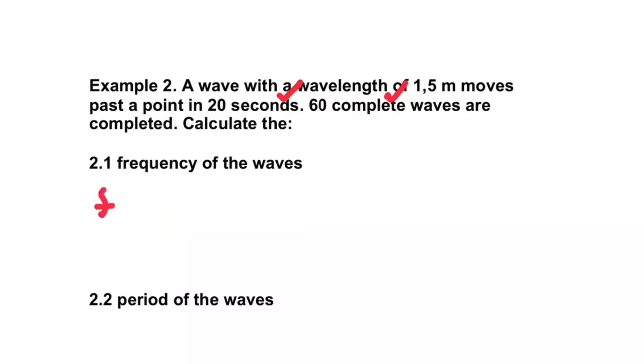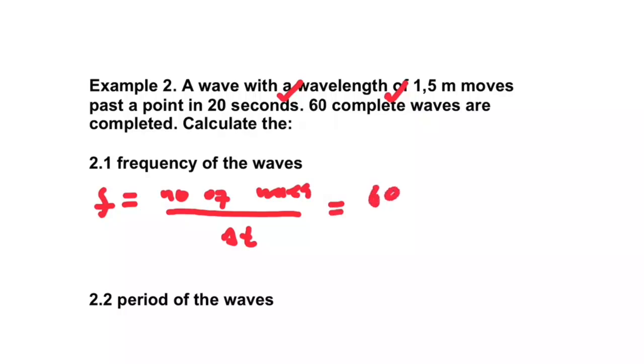We can say that the frequency is equal to the number of waves divided by the time taken. So what is the number of waves? We have 60 complete waves, and that is taking place in 20 seconds. So what is 60 divided by 20? 3 hertz. So there we go. In 1 second, we have 3 waves being completed. This is what a frequency of 3 hertz implies. That was 2.1. Let's go ahead and take a look at 2.2.